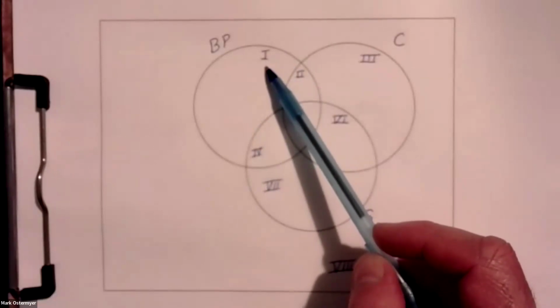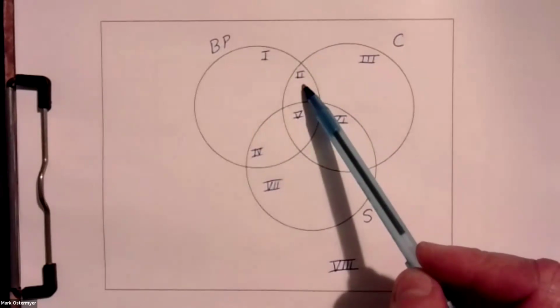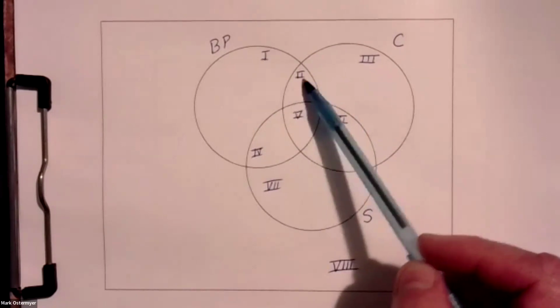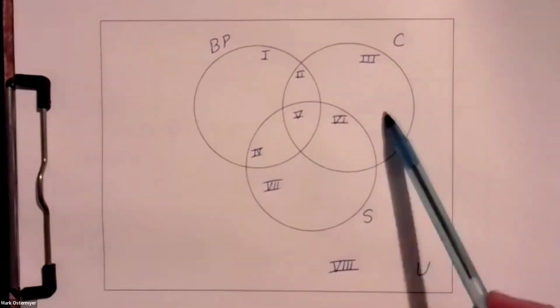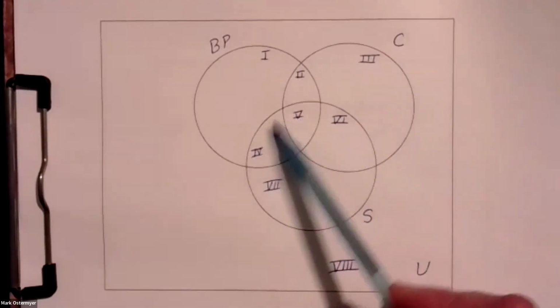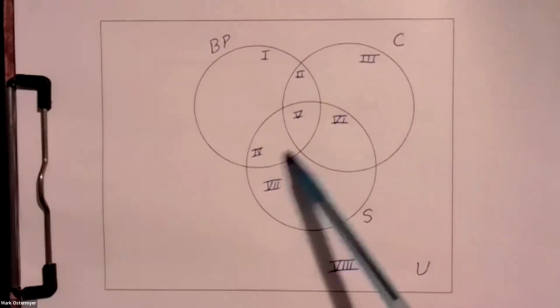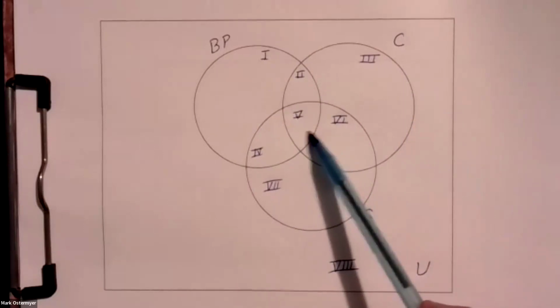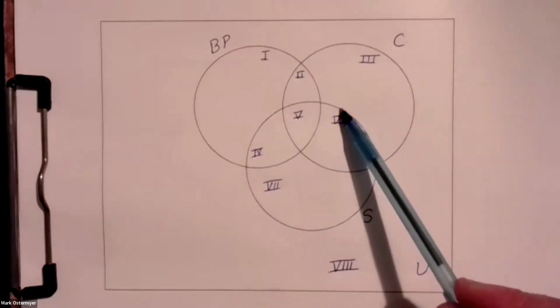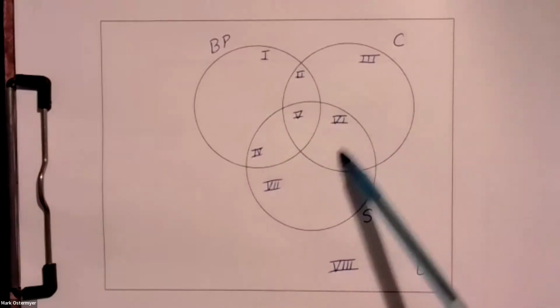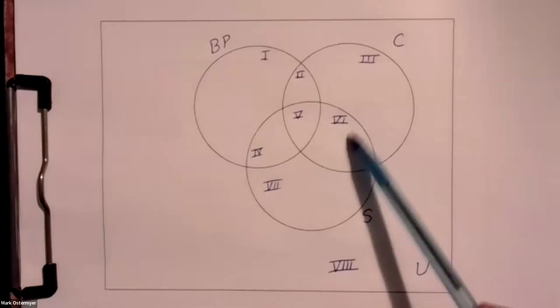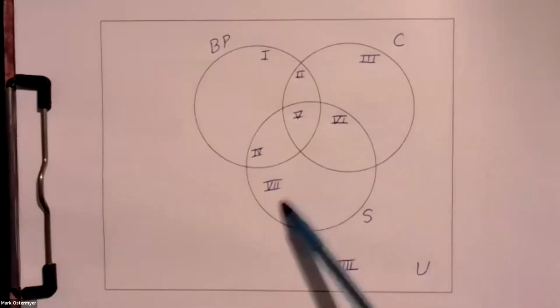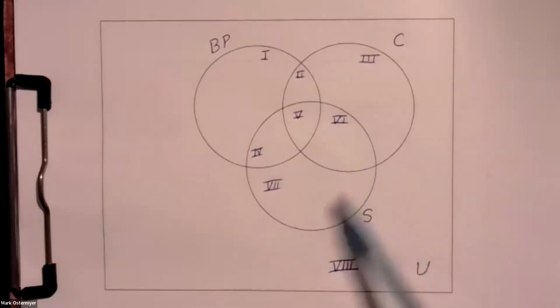Those that have only high blood pressure would be region 1. Those that have high blood pressure and cholesterol only, but not smoking, would be region 2. Region 3 is out here, those that have only cholesterol problems. Region 4 are those that have high blood pressure and smoking, but not cholesterol problems. Region 5 are those that suffer from all three, blood pressure problems, cholesterol, and smoking. Region 6 are those that suffer from cholesterol and smoking, but not blood pressure. And region 7 are those that just suffer from smoking, but not blood pressure and cholesterol. And region 8 is out here in the universal set.